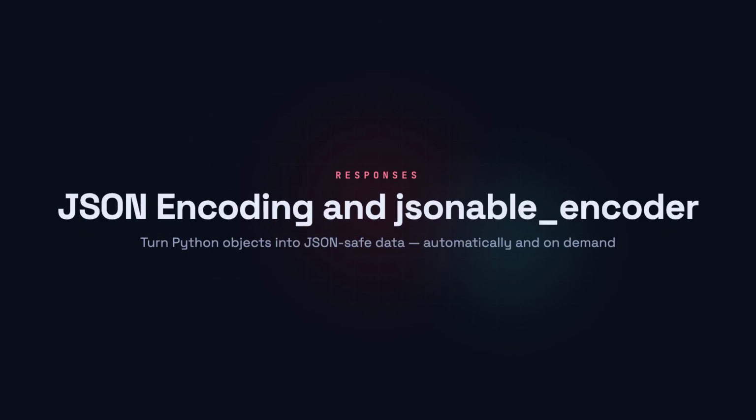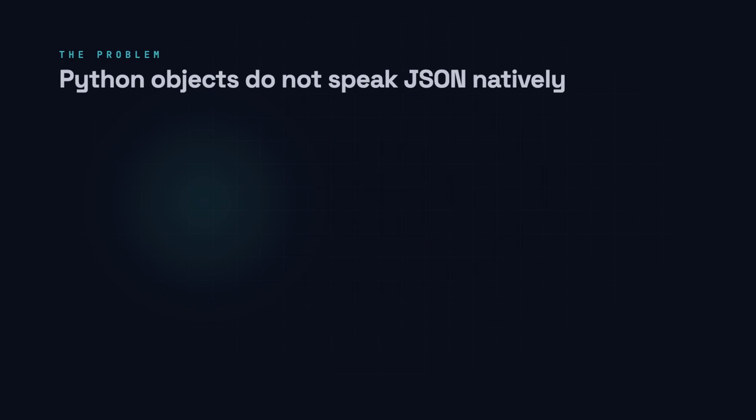In this video, we are looking at how FastAPI turns your Python objects into JSON responses, and at a utility called jsonable_encoder that gives you fine-grained control over that conversion when you need it. By the end, you will know exactly when FastAPI handles this for you and when you need to step in yourself. Here is the pain.